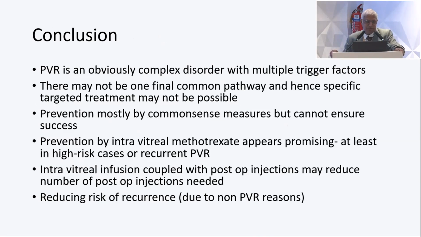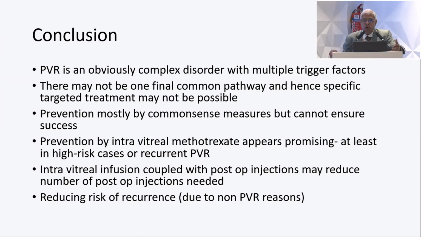Next slide, please. So in conclusion, PVR is obviously a complex disorder with multiple trigger factors. There may not be one final common pathway that you could actually target using maybe one of these antibodies. You may not be able to find it because the pathway may be different in different eyes. Prevention, mostly by common sense measures, can succeed, but they cannot ensure success. Prevention by intravitreal methotrexate appears promising.